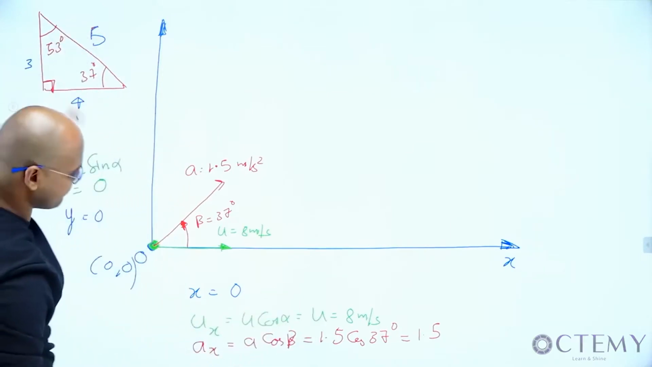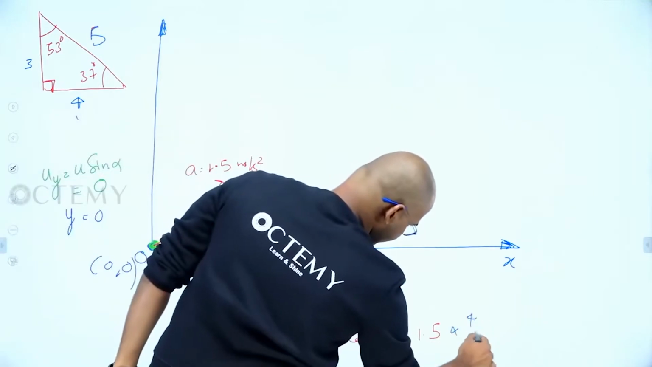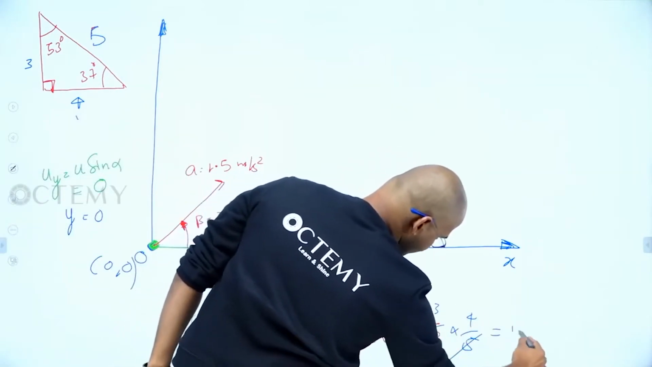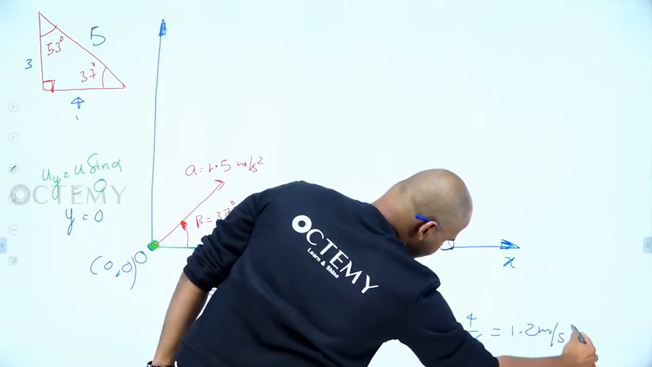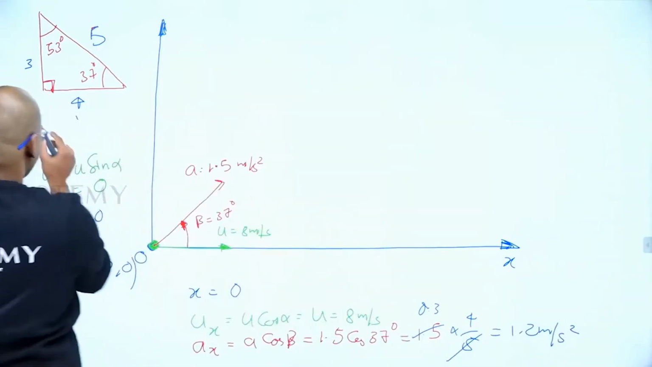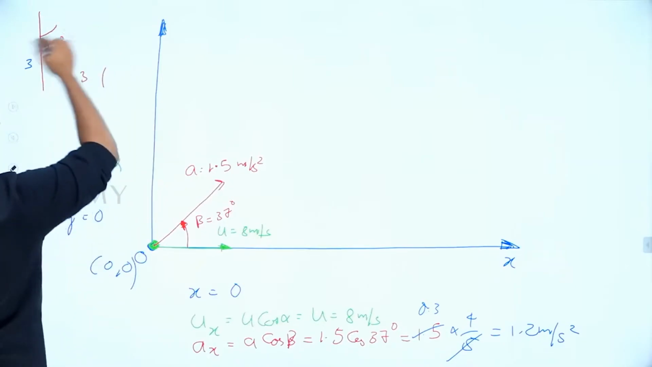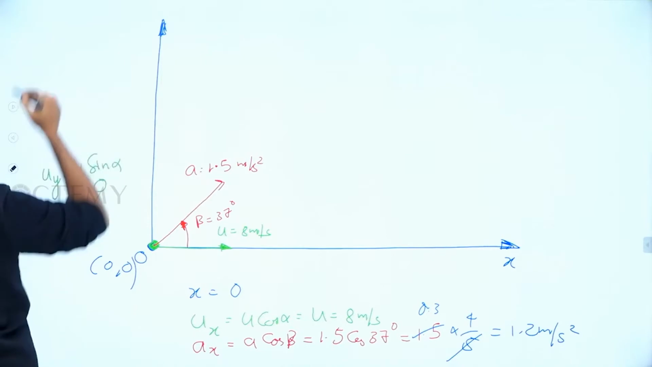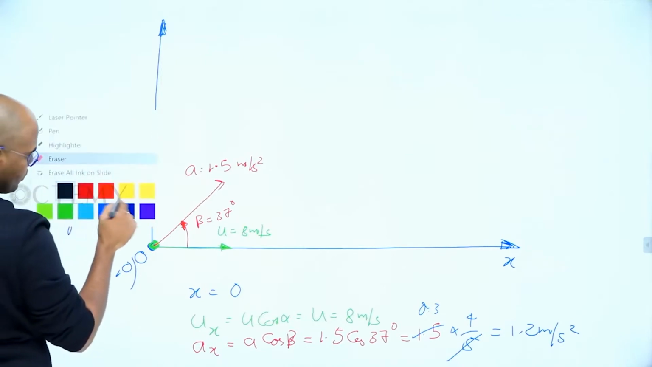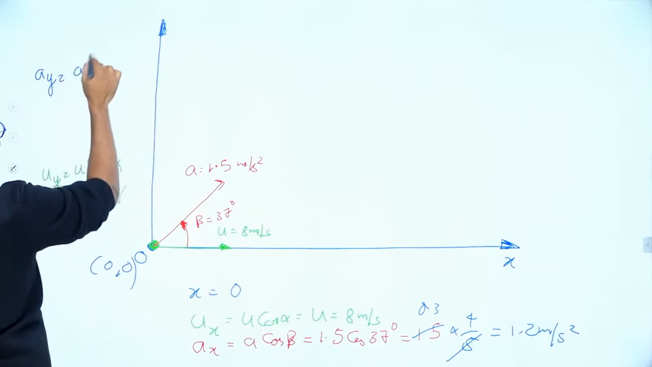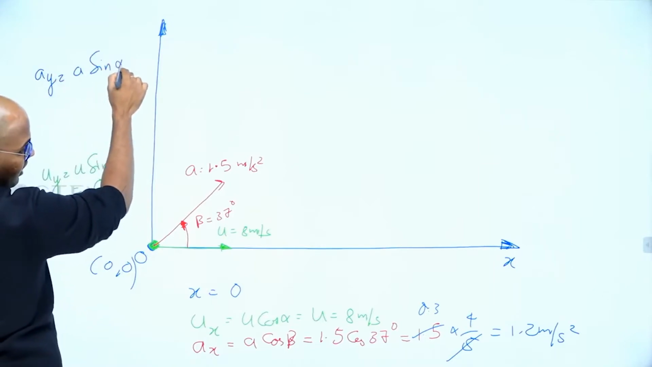Adjacent side, 4 by 5. 4 by 5, so 5 ones are 5, 5 fours are 1.2 meter per second square. Similarly, ay is equal to a sine alpha. Sorry.